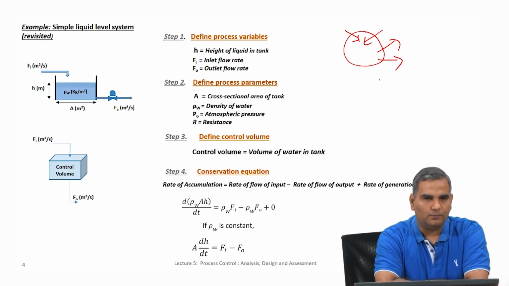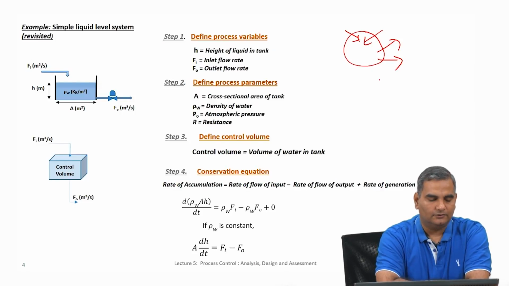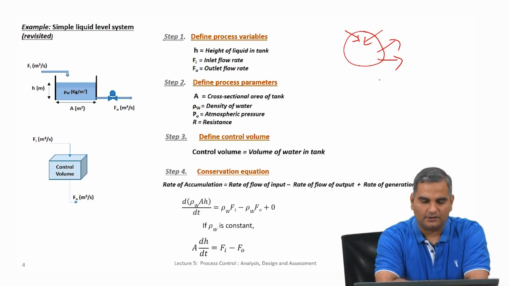Now, I also mentioned that there might be other parameters which do not change, however, they will become a part of the equation. So, let us look at what are the parameters that might be of interest. In this case, we might have the cross sectional area of tank A as a parameter of interest. Density of water, if you assume it is not varying, we can have a parameter definition rho W.